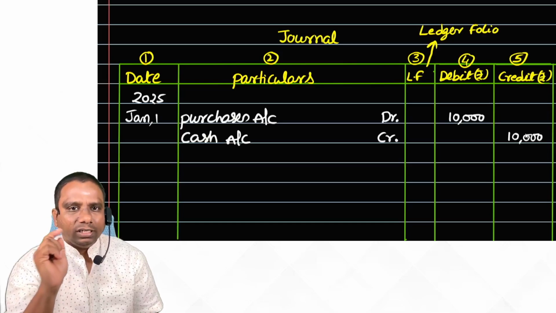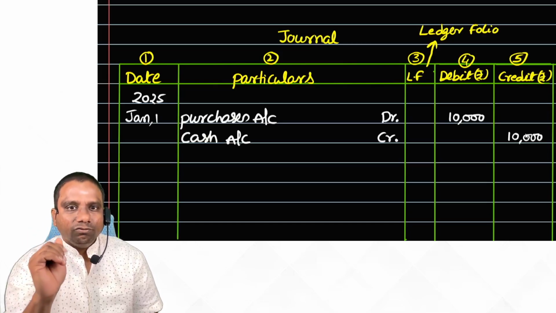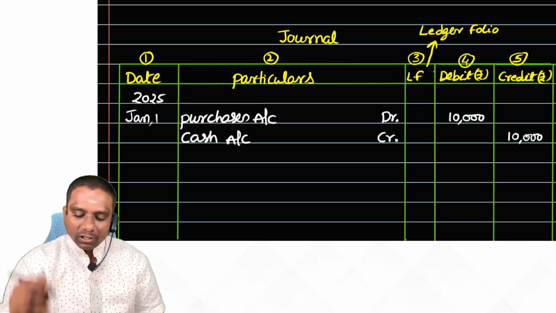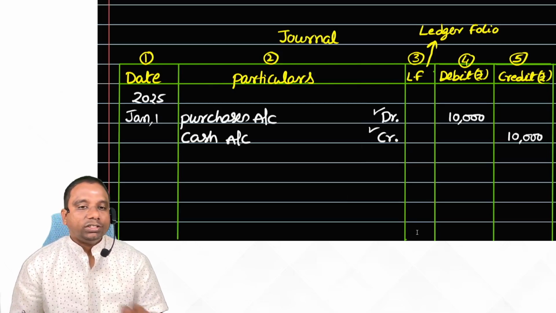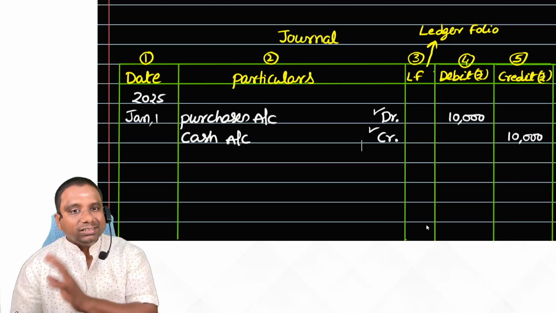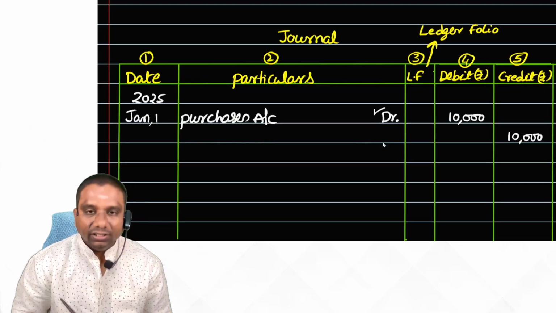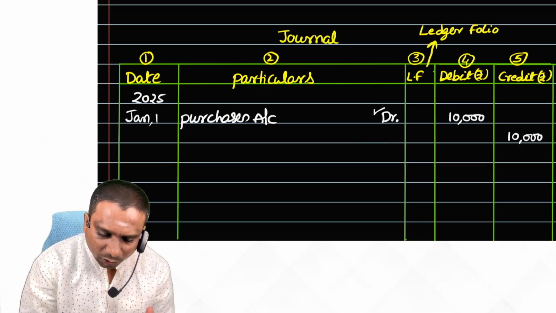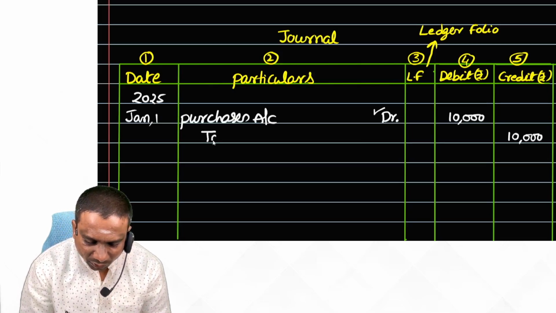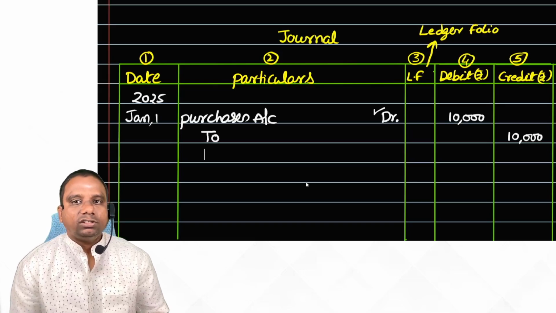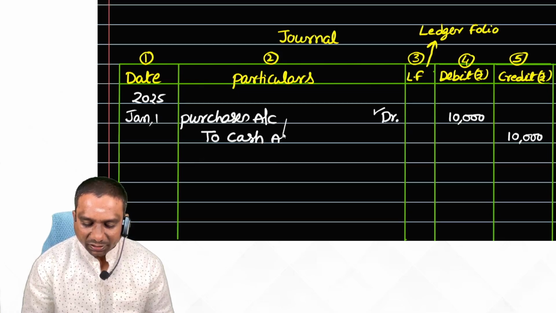But observe the entry. Purchases account debit, cash account credit. This type of presentation will cause some confusion. Why? Sometimes in the place of DR, we may write CR. Observe, students. So to avoid this confusion, instead of writing like this, in the next line we leave some space and start with the word TO. Next, write down the account which is credited, cash account.